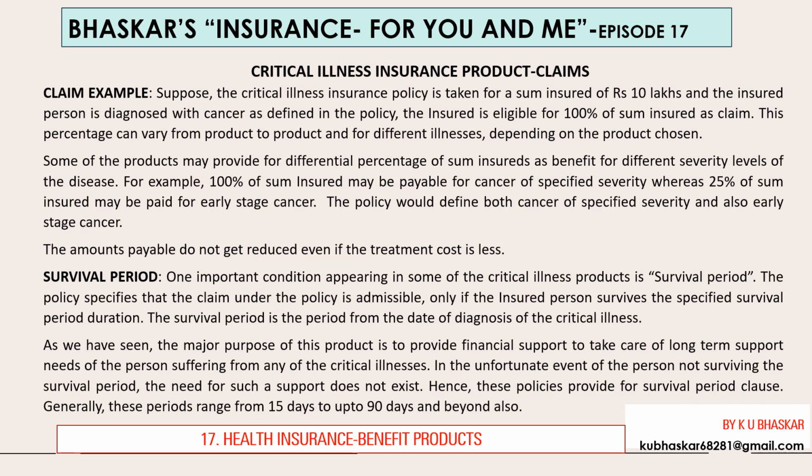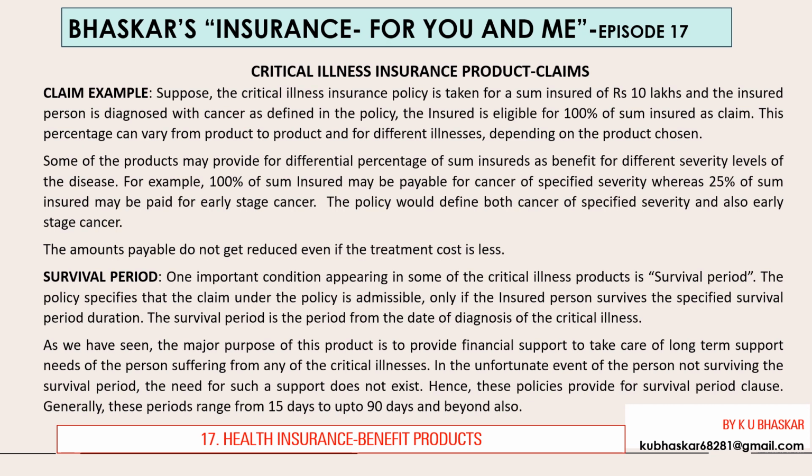But some of the products may also provide for a differential percentage of sum insured as benefit for different severity levels of the disease. For example, 100% of sum insured may become payable for cancer of specified severity, whereas 25% of sum insured may be paid for early stage cancer. So the policy would define both the cancer of specified severity and also early stage cancer. So similar kind of differentiation would be available in some insurance products for different critical illnesses. The amount payable under this policy does not get reduced even if the treatment cost is less than the sum insured.